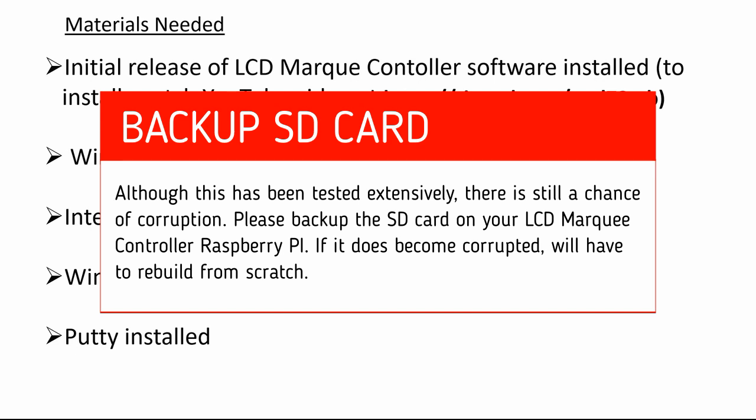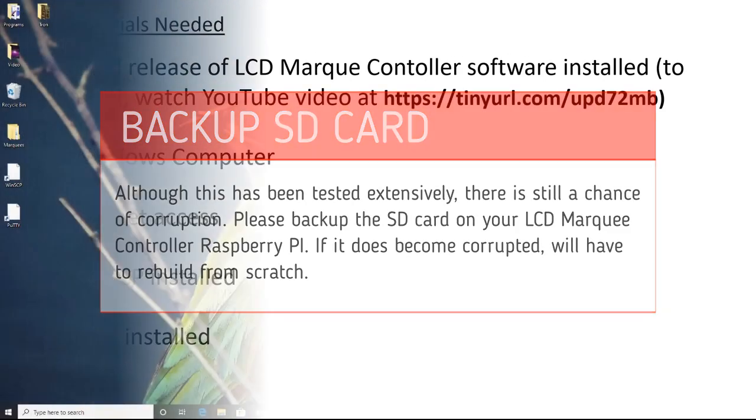Also, one final note before we begin, please back up your SD card on your device. I've tested this installation a number of times and I haven't run into any problem. I've tried to correct any bugs or issues, but you just never know, and you want to make sure you back up your SD card on your LCD Marquee controller Raspberry Pi. If it gets messed up, you just have to start from scratch. So it's best to back it up and make sure that you have it backed up in case something does go wrong.